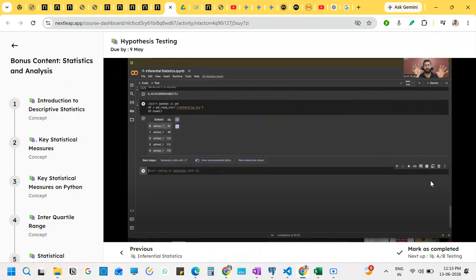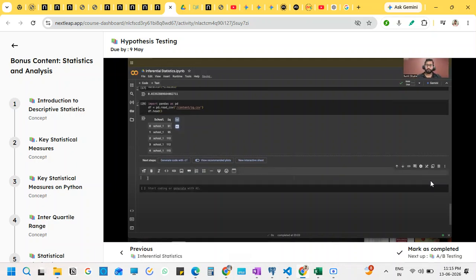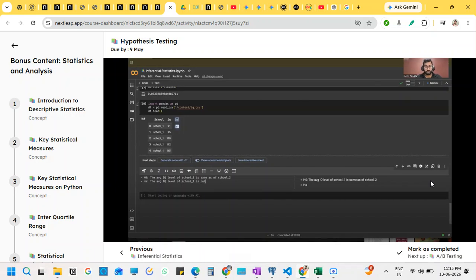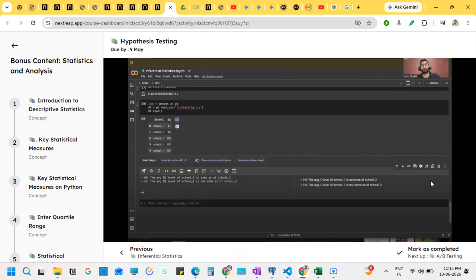Now here we have two schools and we want to compare whether the IQ level of school 1 is same as the IQ level of school 2 or not. So what is my hypothesis first of all? My null hypothesis is that the average IQ level of school 1 is same as of school 2, right? What will be my alternative? Alternative will be the average IQ level of school 1 is not same as of school 2. Okay? Now, what kind of test I will use? Now, since I need to compare two independent groups because school 1 and school 2 are two independent groups, we will use two independent sample t-test. Okay? Let's use it.